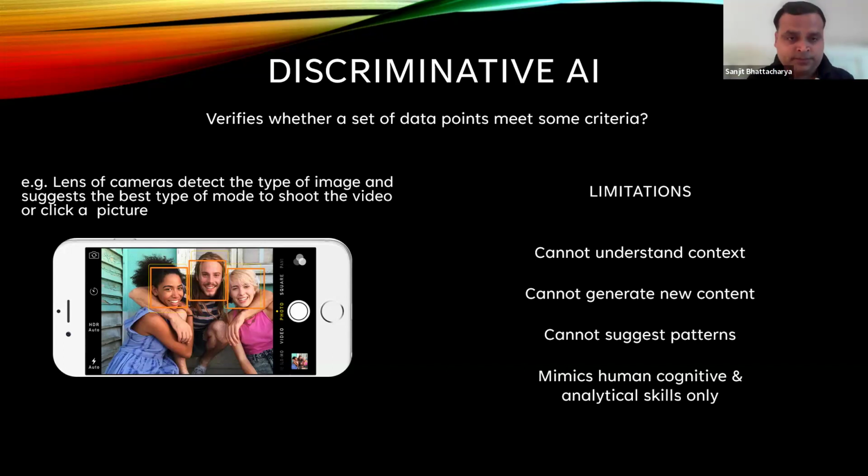Generative AI also uses a similar thing, but generative AI has the capability of understanding the context, understanding a persona, and creating new content. We'll talk about that. So that is what discriminative AI is, and it has certain limitations. Having said that, discriminative AI is here to stay. Please don't misunderstand me when I say discriminative AI is not really that powerful.